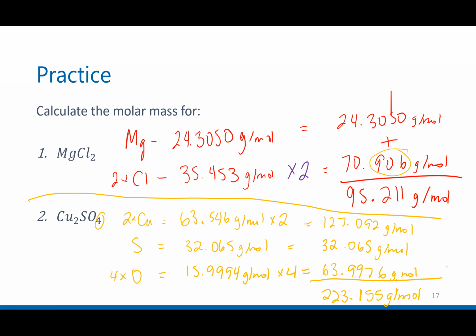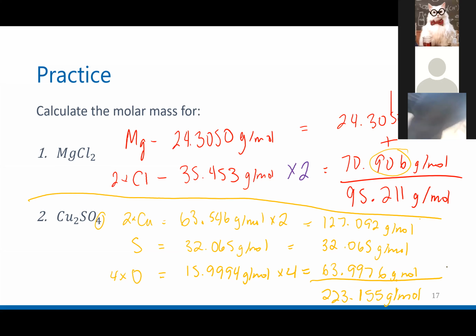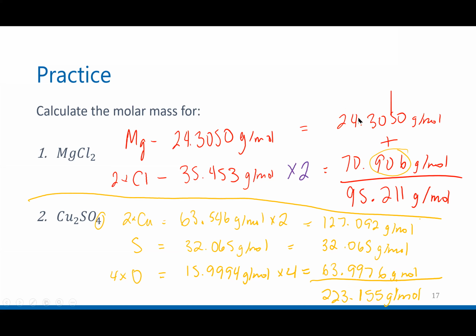All right, there we go. That is how you calculate molar mass. Again, you add up all of the elements that are in your compound. Remember, if you have 4 or 5 or 6 of these elements, to multiply them by the number that you have, and then you add them all up. All right, does anybody have any questions on that? If not, we'll move into the next part.